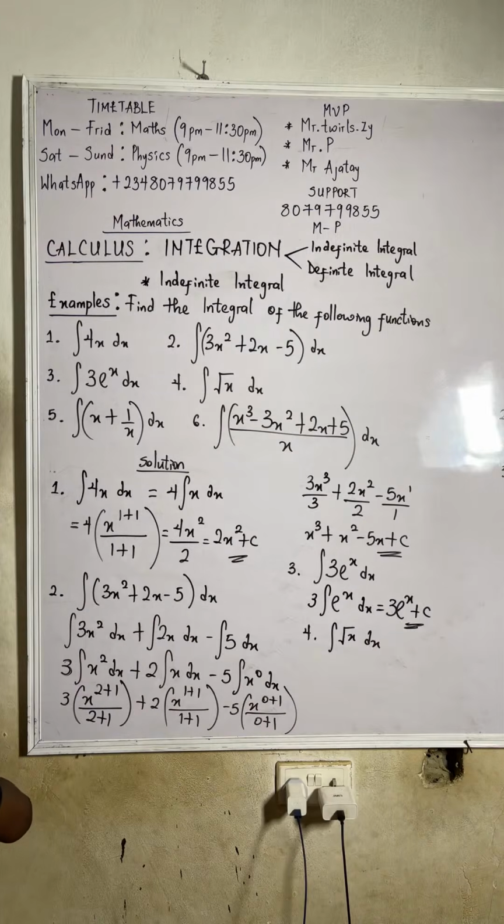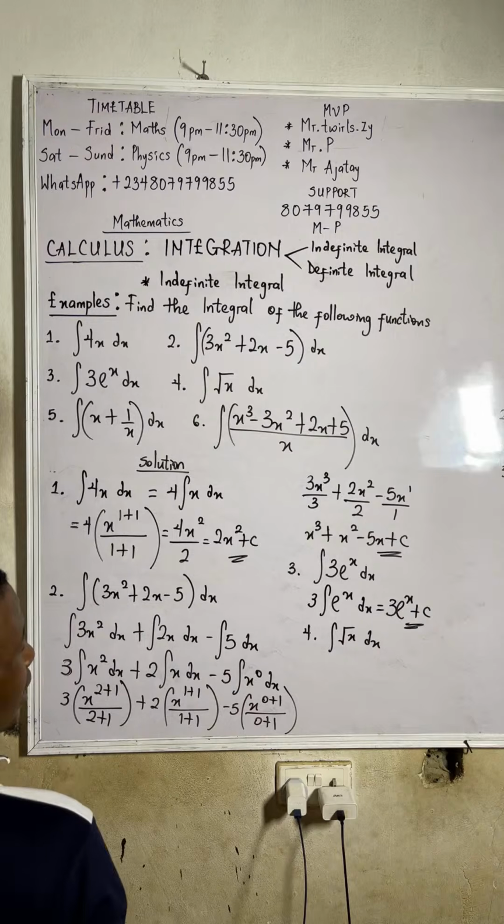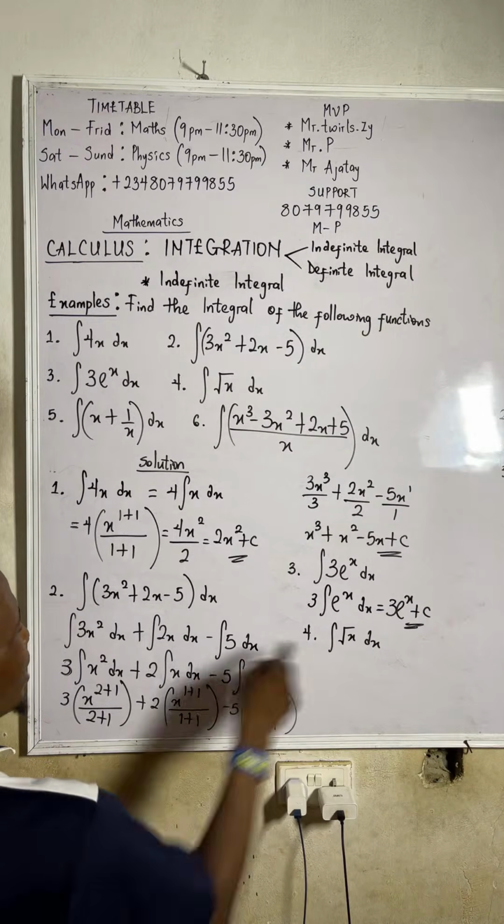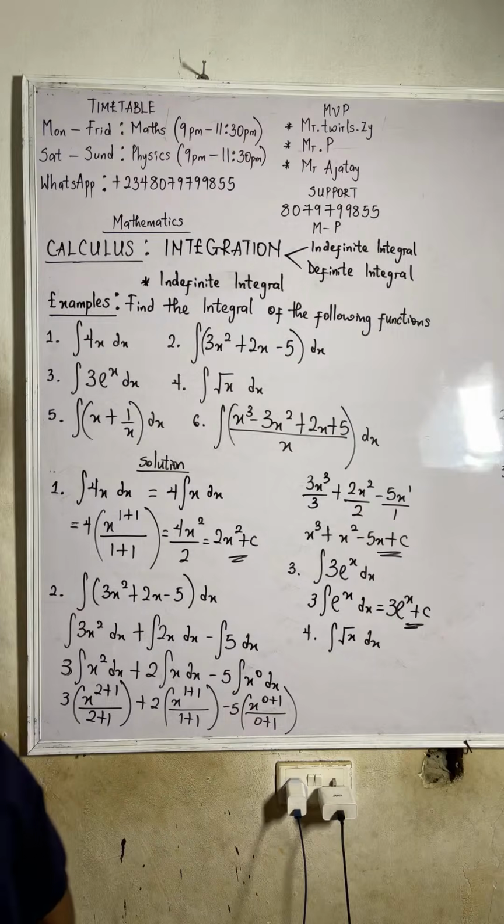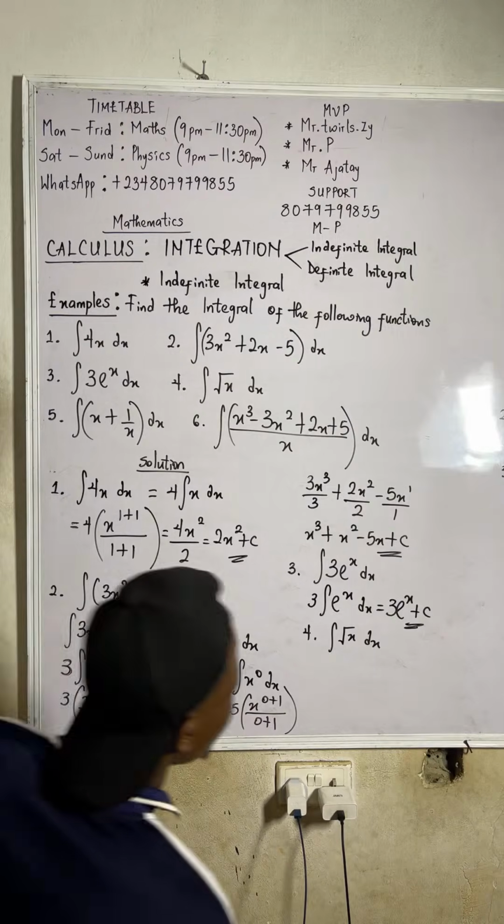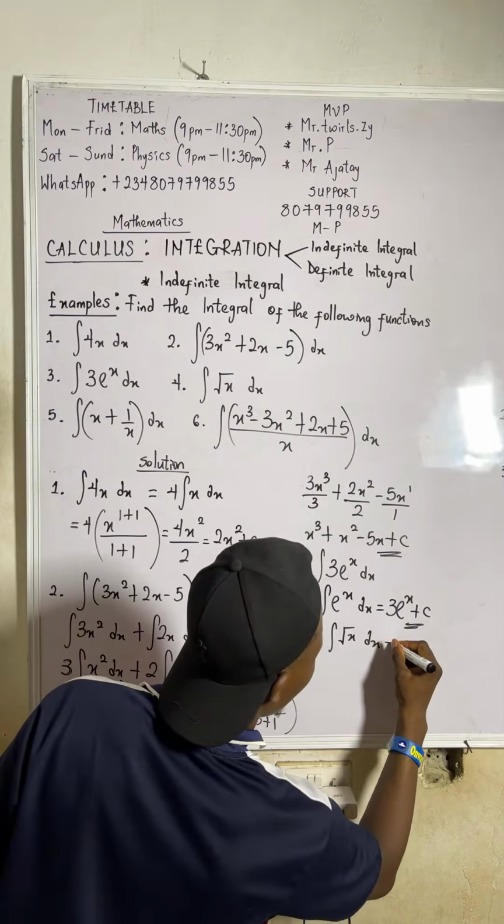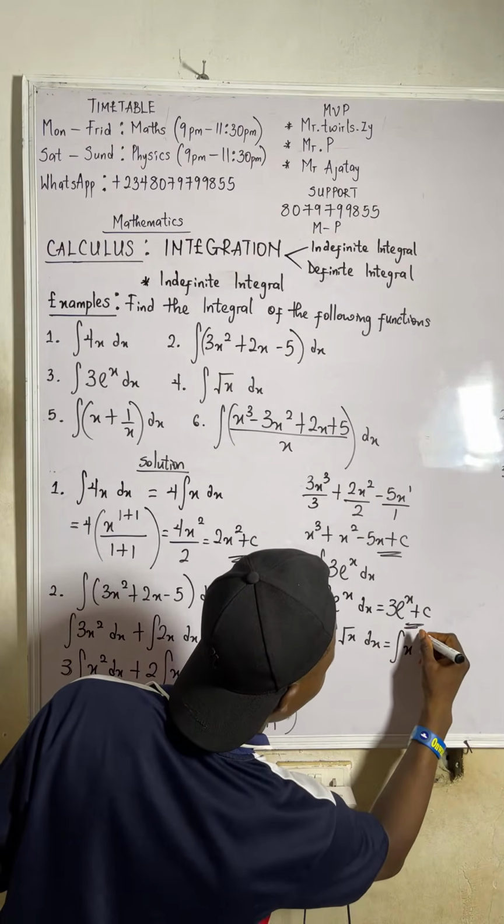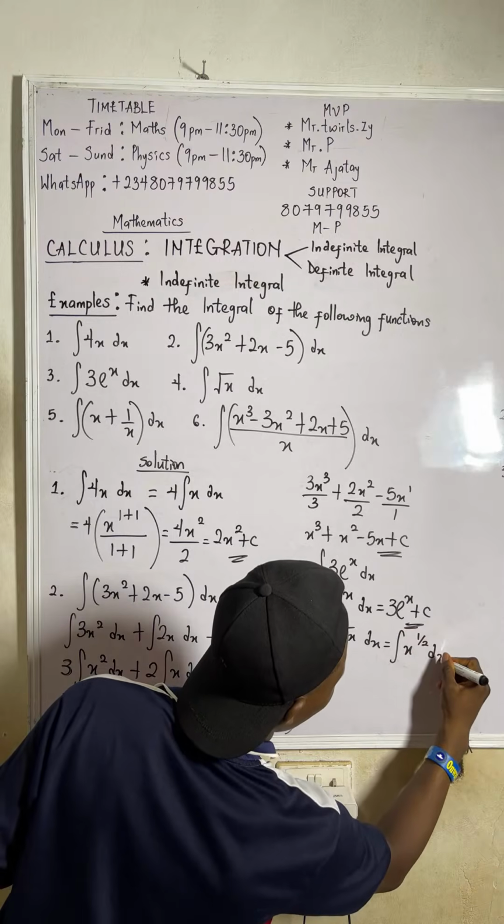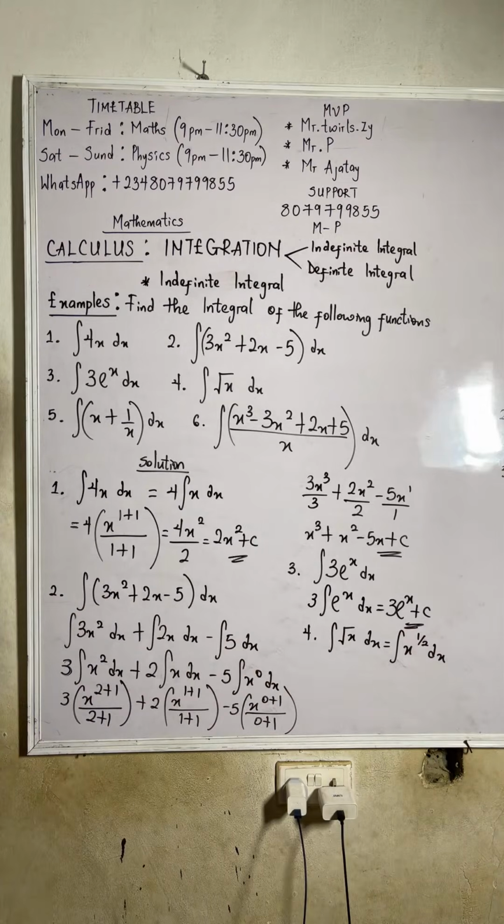Now in the exam, look at it. When you have something like this, you have to first rewrite it. Another way of writing square root of x is what? Another way of writing any square root is x to the power of 1 over 2, right? Is that not it?